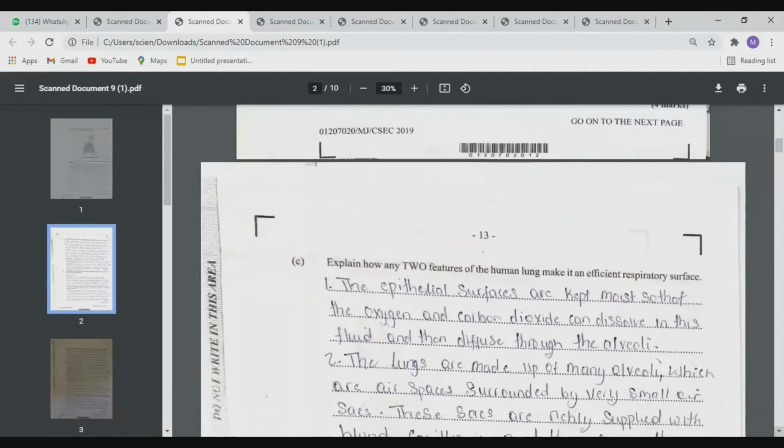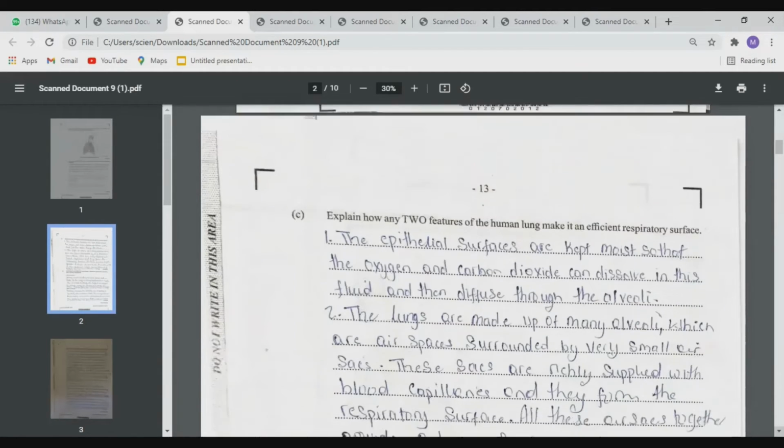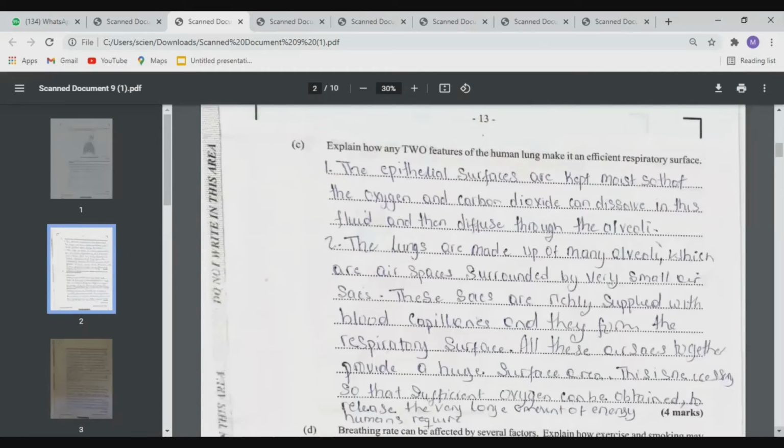C, explain how any 2 features of the human lung make it an efficient respiratory surface. So any two features, how does it make it an efficient respiratory surface? So I have one, the epithelial surfaces are kept moist so that the oxygen and the carbon dioxide can dissolve in this fluid and then diffuse through the alveoli.